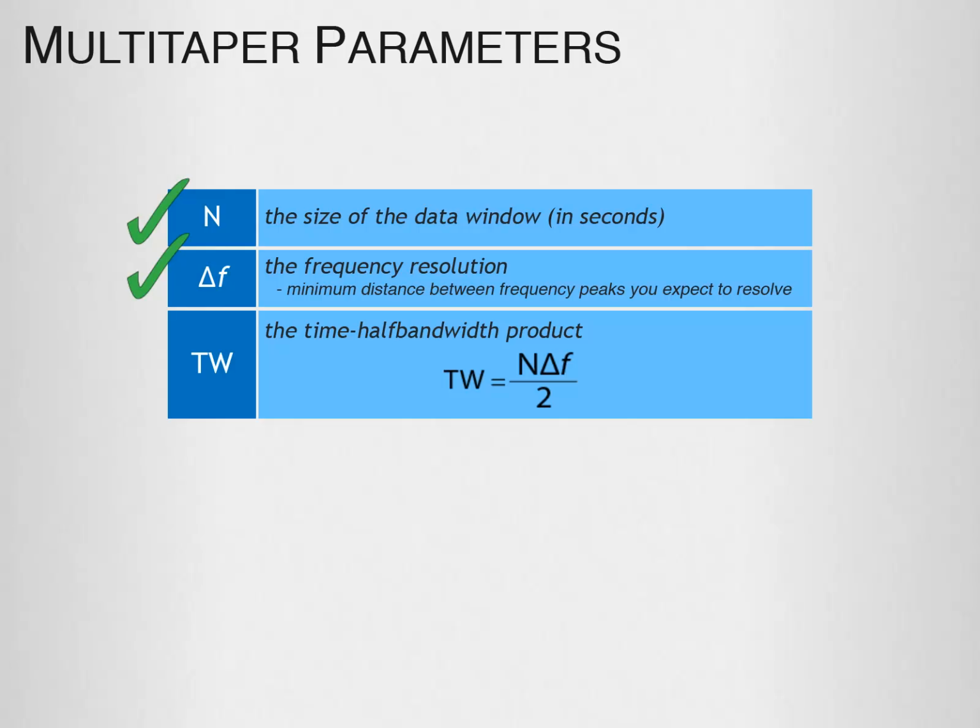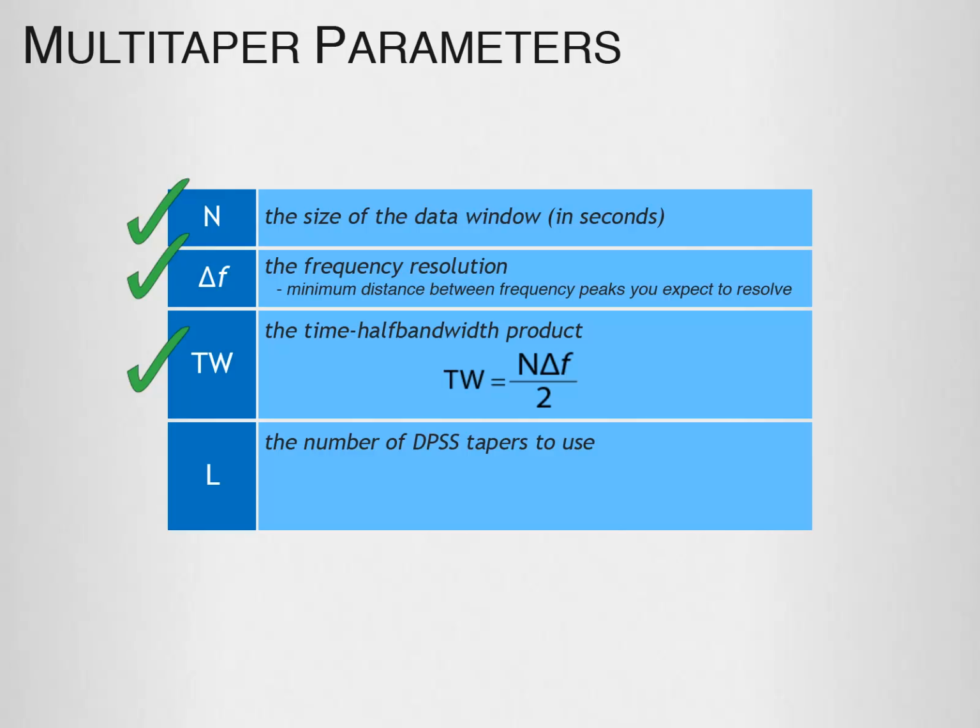With the time half bandwidth product calculated, the number of DPSS tapers can be calculated. You multiply the time half bandwidth product by 2 and round this value down to the closest integer. Then you subtract 1 to arrive at how many tapers you should use in the spectral estimate.